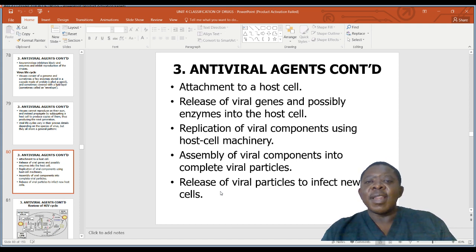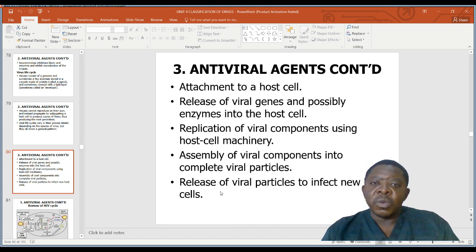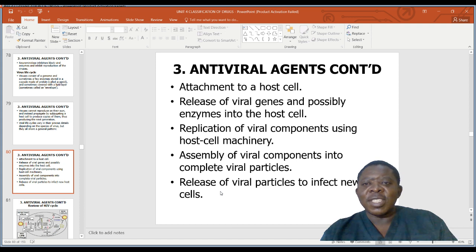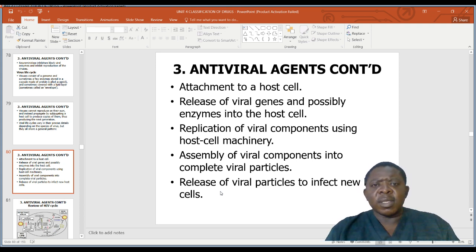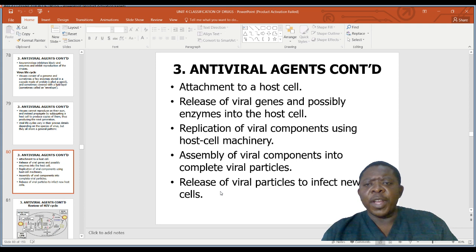Then, during fusion, there is release of viral genes and the possible enzymes into the host cell. So the virus empties its content into the host cell. When it empties its content into the host cell, then there will be replication of viral components using the host cell machinery. Then there will be assembly of viral components into complete viral particles.